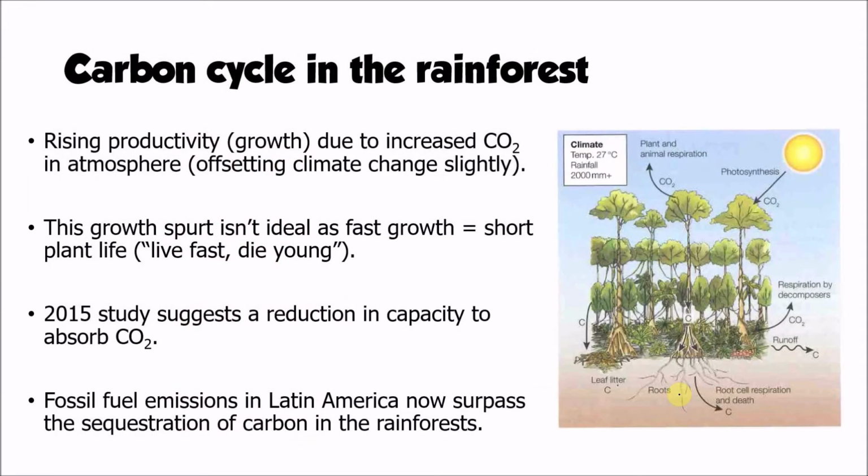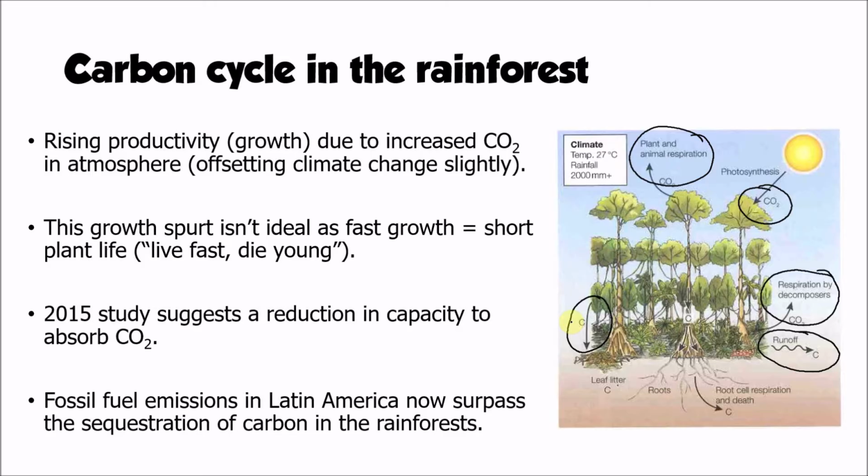Again, the carbon cycle in the rainforest shares many similarities with the carbon cycle in other ecosystems. Photosynthesis is absorbing carbon dioxide, and respiration, either from plants and animals, is releasing carbon dioxide. Carbon is lost through runoff into rivers. It's returned to the atmosphere by decomposition. It's added into the soil as a result of the death, decay and decomposition of living material.